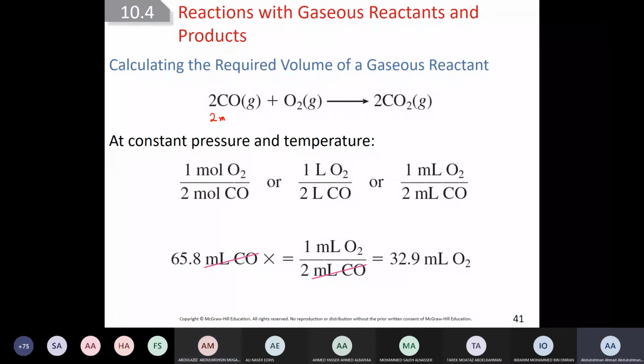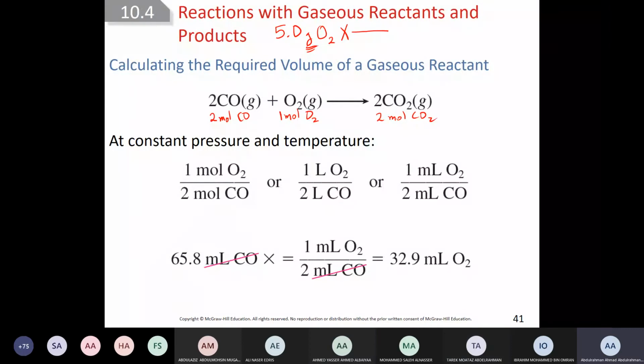You should say 2 moles CO with 1 mole O2 give you what? 2 moles CO2. So if I give you 5 grams O2, then how can you find how many grams will be produced? Multiply by 2? No, that's wrong. First, change it to mole.